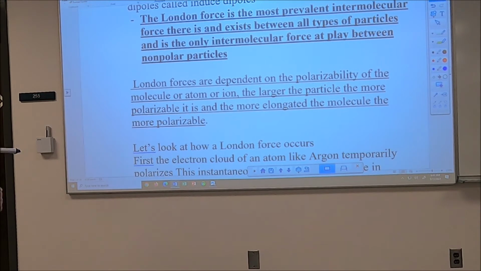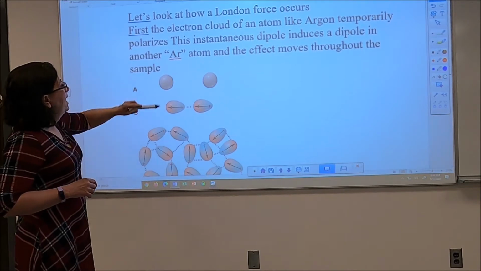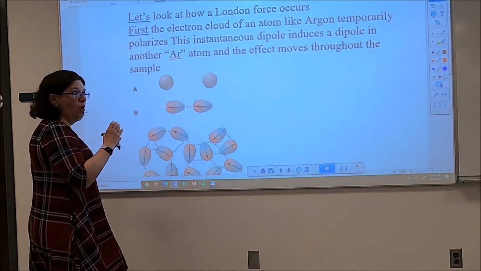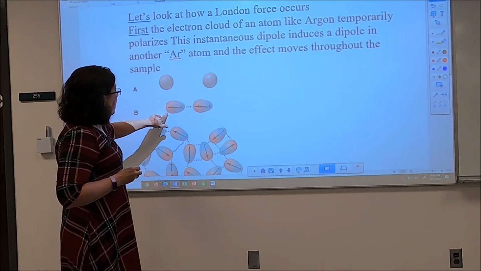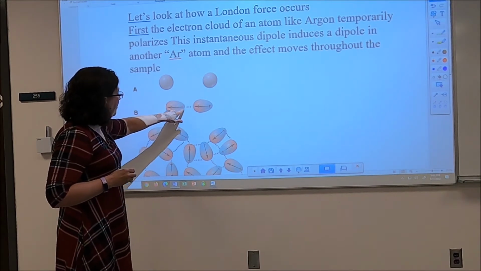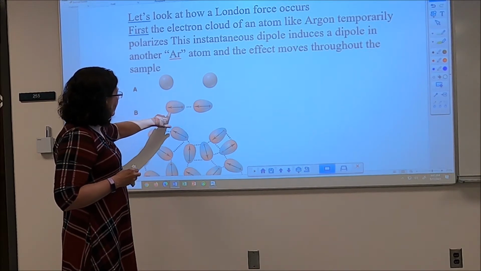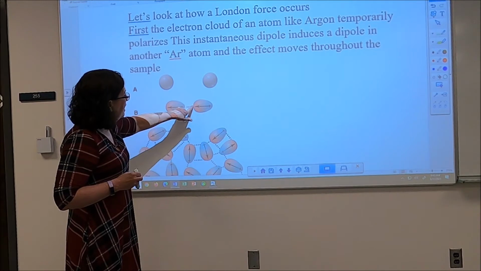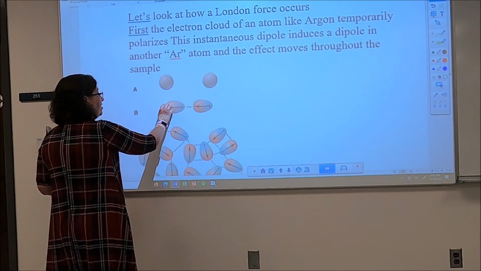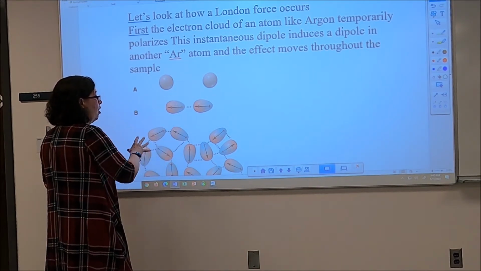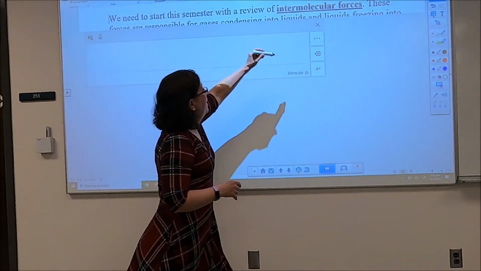Okay? So, let's remind ourselves a little bit about London forces and polarizability. If we had argon atoms, if the argon atoms are far apart, their electron clouds are spheres. But when they get close together, you can get this temporary kind of egg shape to the electron cloud. Once one gets this temporary egg shape, it can create a temporary egg shape where you have a slightly negative end and a slightly positive end in an argon that's near it.